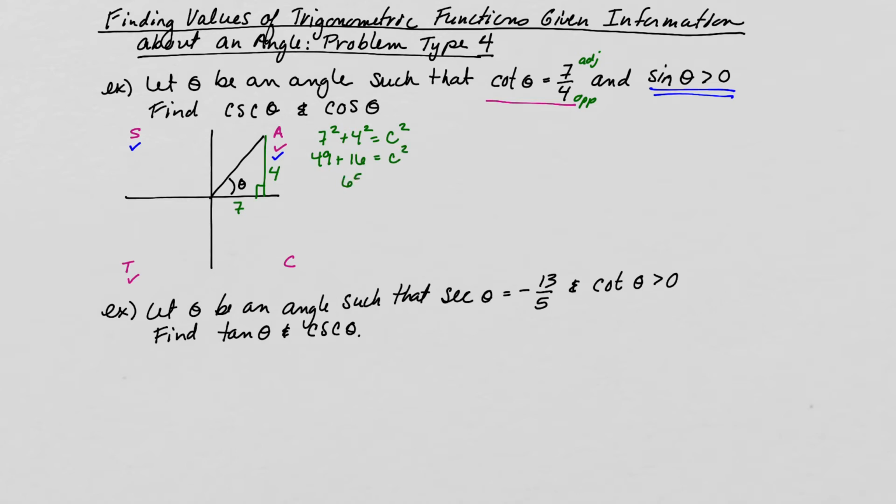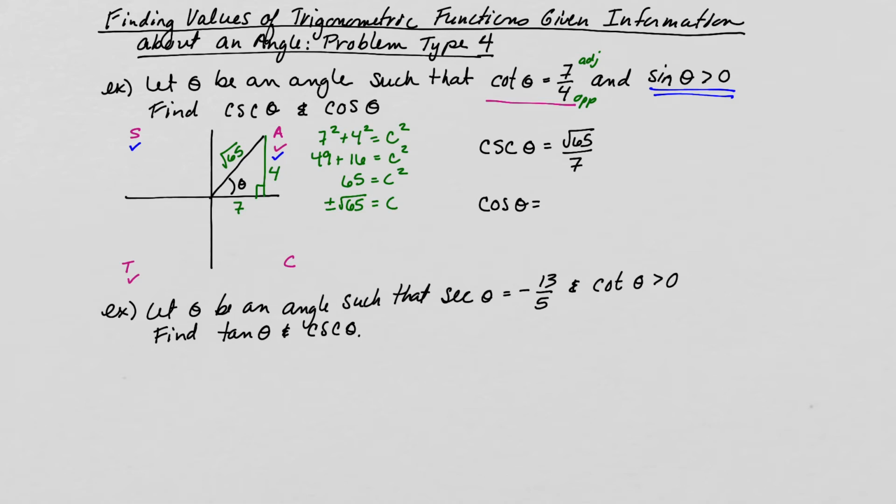So we get 65 is equal to c squared, or c is equal to plus or minus the square root of 65. Remember, c is the hypotenuse, so we always make the hypotenuse positive, so it's positive square root of 65. And so now I just have to figure out what is the cosecant of theta and what is the cosine of theta. So remember, cosecant is adjacent, so square root of 65. Oh, or not adjacent, I'm sorry, hypotenuse. So square root of 65 over the adjacent, so over 7.